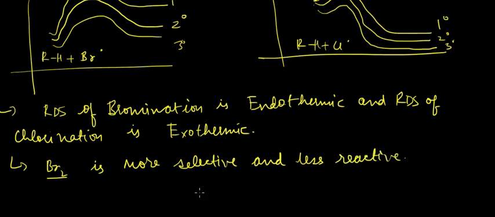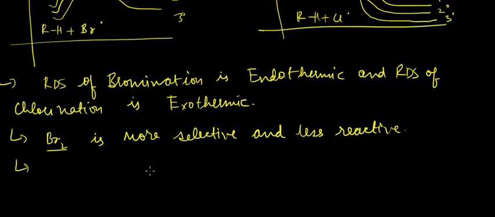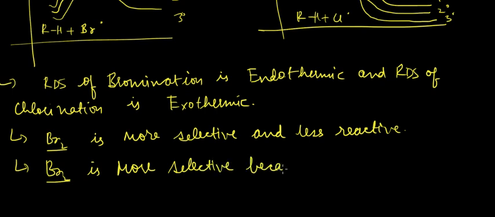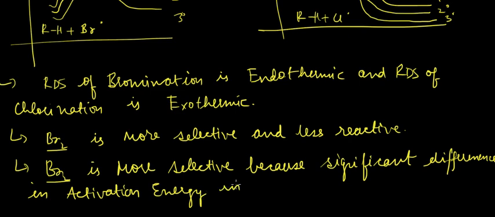Similarly, the reason Br2 is more selective is that there is a significant difference in activation energy in the formation of the free radical. Okay, so let me write it down as well. So Br2 is more selective because of the significant difference in activation energy in formation of a free radical.